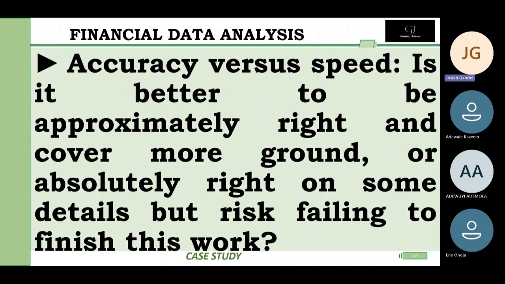So your accuracy versus speed now is that it's better to be approximately right than to be accurate. And it's practically difficult to be accurate. Like in the case study, they said there's no right or wrong answer. It all depends on your analysis. So approximately right and cover more ground is very important.